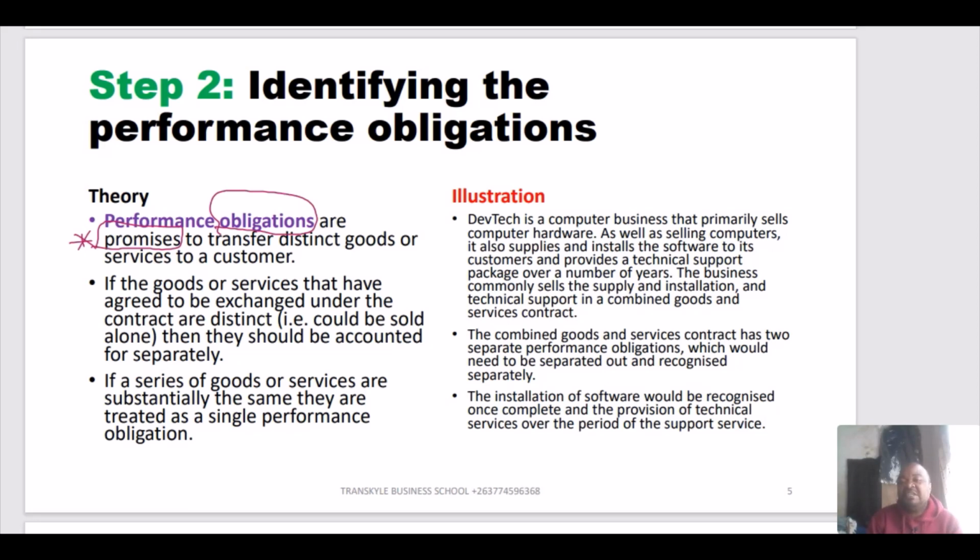DevTech is a computer business that primarily sells computer hardware as well as selling computers. It also supplies and installs the software to its customers and provides a technical support package over a number of years. The business commonly sells the supply and installation and technical support in a combined goods and services contract. The combined goods and services contract has two separate performance obligations, which would need to be separated out and recognized separately.